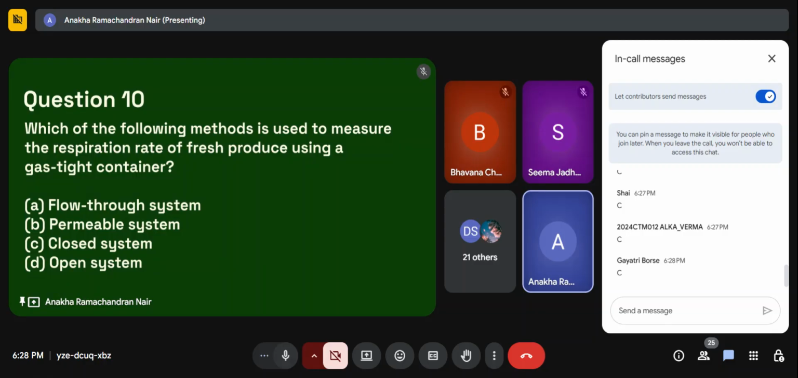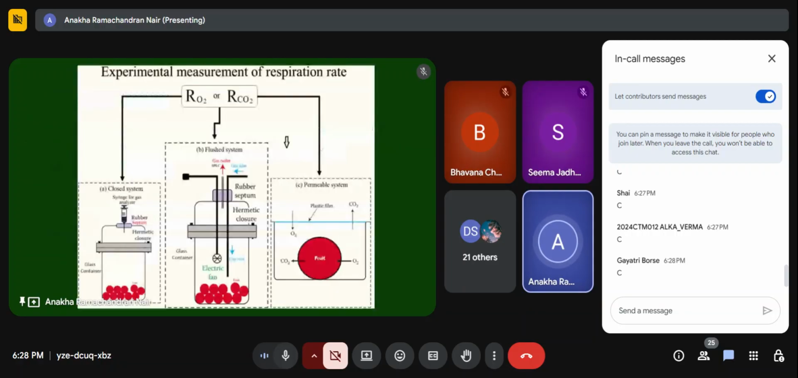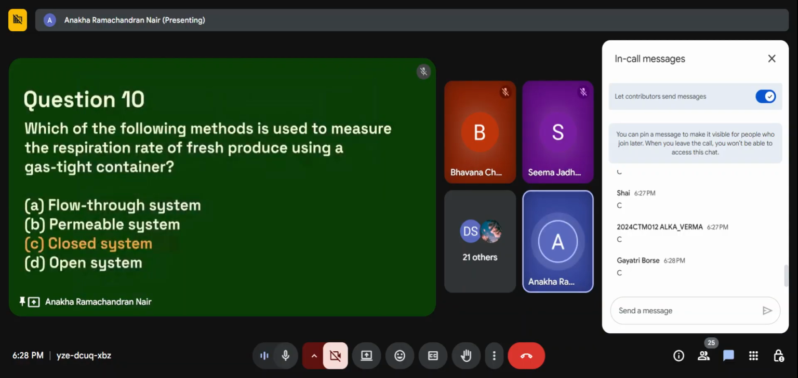All right. So this is the difference between a closed system, a flush system, and a permeable system, right? In a closed system, you will have a gas tight container like this. In a flush system, you will be providing a constant flow of gas, and in a permeable system, you will have a permeable membrane through which the gas molecules can move, right?